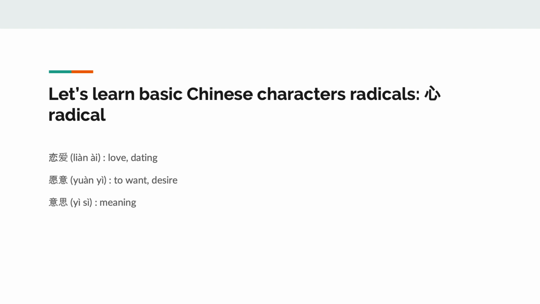Then we have the heart radical. The character 心 means heart, and you can see it in these characters. Let's go over the words on this list. 恋爱 means love or dating. 愿意 means to want or desire. And 意思 means meaning. You can see the heart radical on the bottom part of all of these characters. Most of these characters' meanings also have to do with the heart.